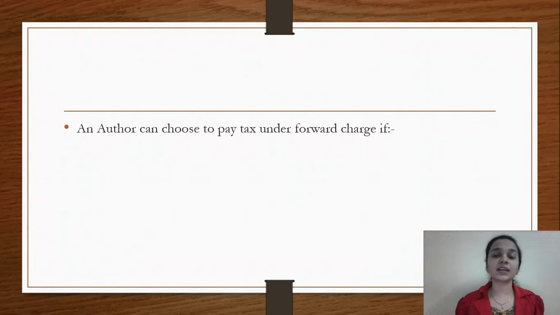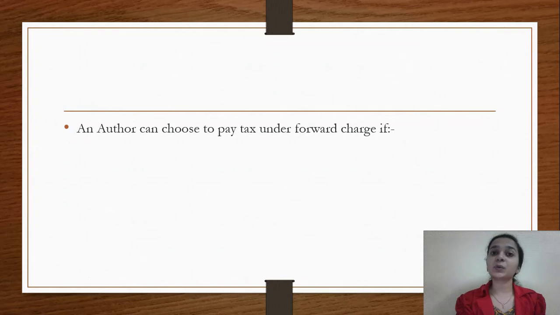मतलब अभी तक हमने क्या देखा है, we've seen that if an author is permitting a publisher to use his copyright for any original literary work, it will be the publisher who will have to pay tax under reverse charge, and not the author. But now there's an option which the author will have. He can opt to pay tax under forward charge, and if the author is opting to pay tax under forward charge, there are some conditions which have to be satisfied. Matlab, there is an option which has been given to the author. He can opt to pay tax under forward charge, but if he wants to, there are some conditions which he has to comply with.